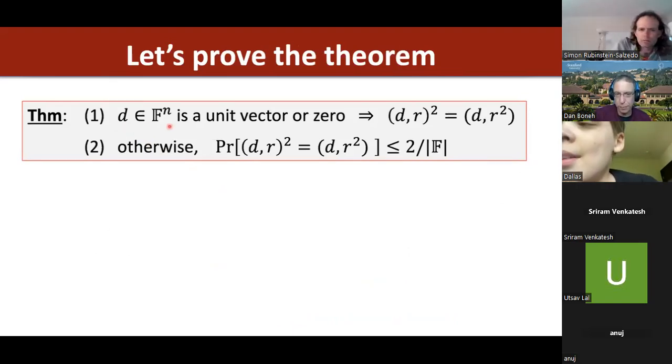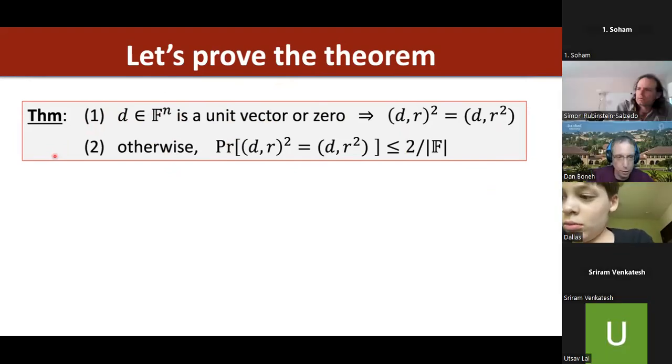So the theorem said if D is a unit vector, then in fact, D inner product R squared is equal to D inner product R squared. Otherwise, if D is not a unit vector, this probability is very small. So here's a puzzle for you guys, just to see if you guys are following. I wonder if anybody can prove part one. Part one is quite easy to prove. And I'm wondering if anybody can tell me why that's true. Yeah, if not, I'll show you.